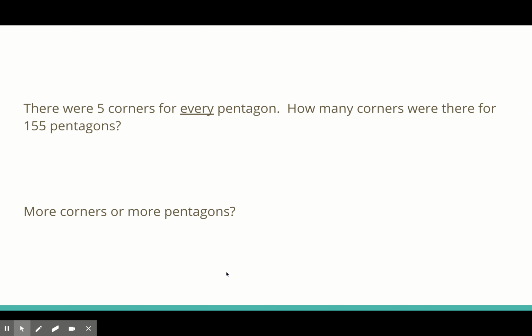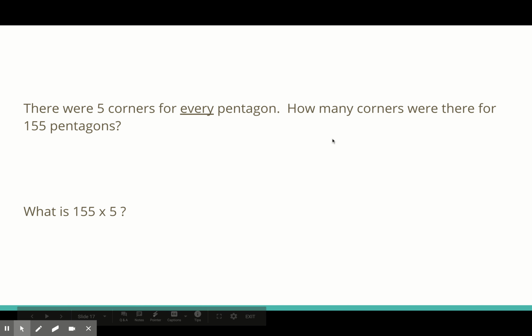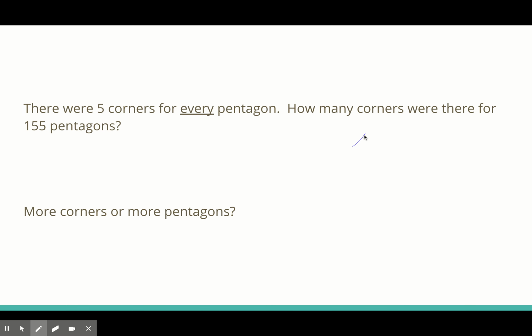Next up, are there more corners or more pentagons? And here's a little clue for that, right? A pentagon has 1, 2, 3, 4, 5 corners. So are there more corners or more pentagons? There are more corners, and then we're trying to figure out what is 155 times 5. Go ahead, that is not a many zoos, many animals problem, so you could get it done quickly. All right, and I'll show you the answer on the next slide.